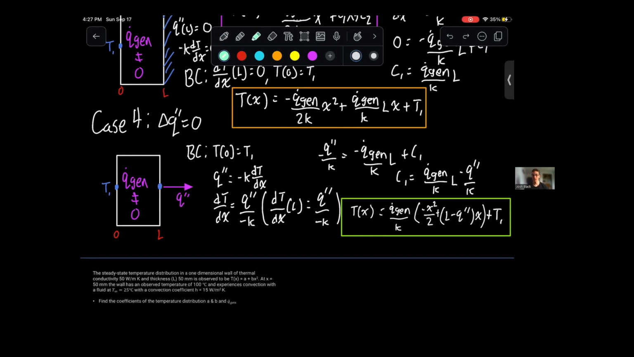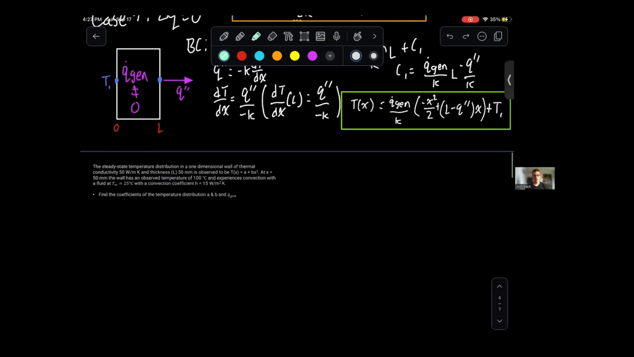Okay, let's do a practice question. I think practice questions always help. And this is just a bit of notes. Just noting that negative K dT/dx can be a boundary condition.